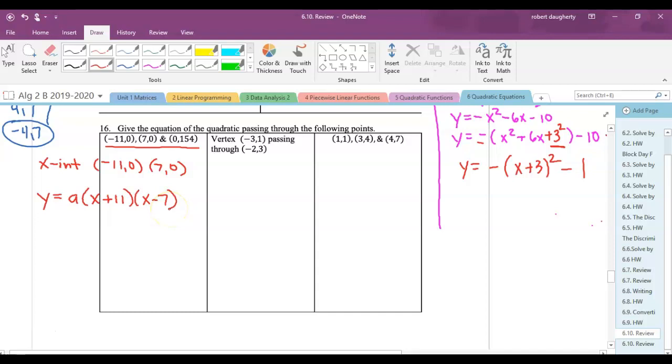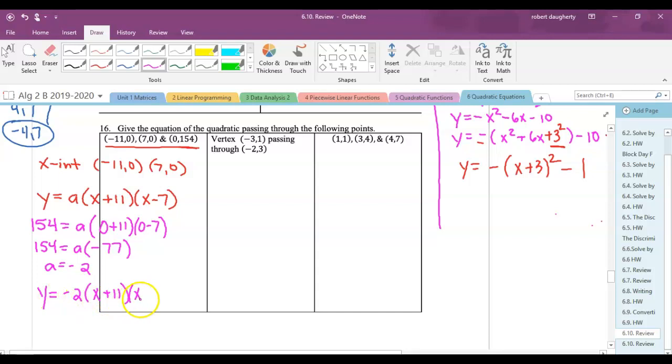But I know the other point is, if I plug in a 0, I should get 154 back. So this has to be true. 154 is equal to a, 0 plus 11, 0 minus 7. So 154 is equal to a times negative 77. And if I divide both sides by negative 77, I get a is equal to negative 2. So this final equation is y equal negative 2, x plus 11, x minus 7, okay?